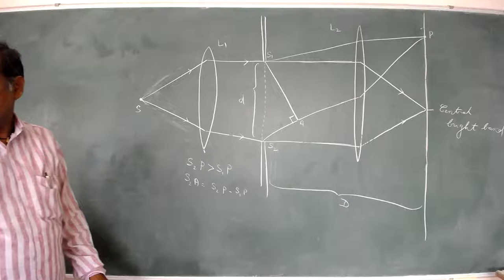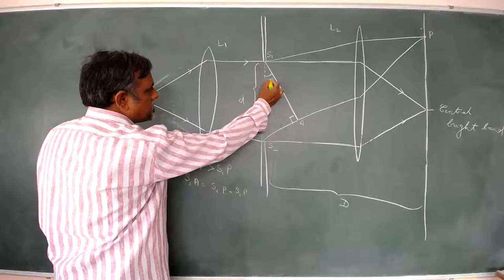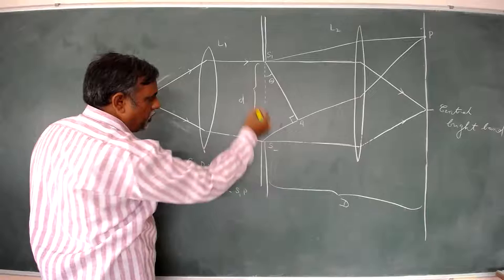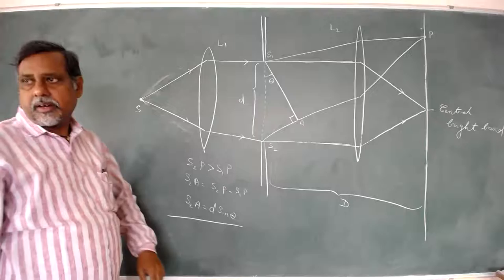Right? S2P minus S1P in the same spot. That is path difference. What is the path difference over here? This is theta, you say. In this triangle, sine theta is equal to S2A divided by d. Therefore, S2A is equal to d sine theta. Do you understand this? Even in this case, path difference is d sine theta.